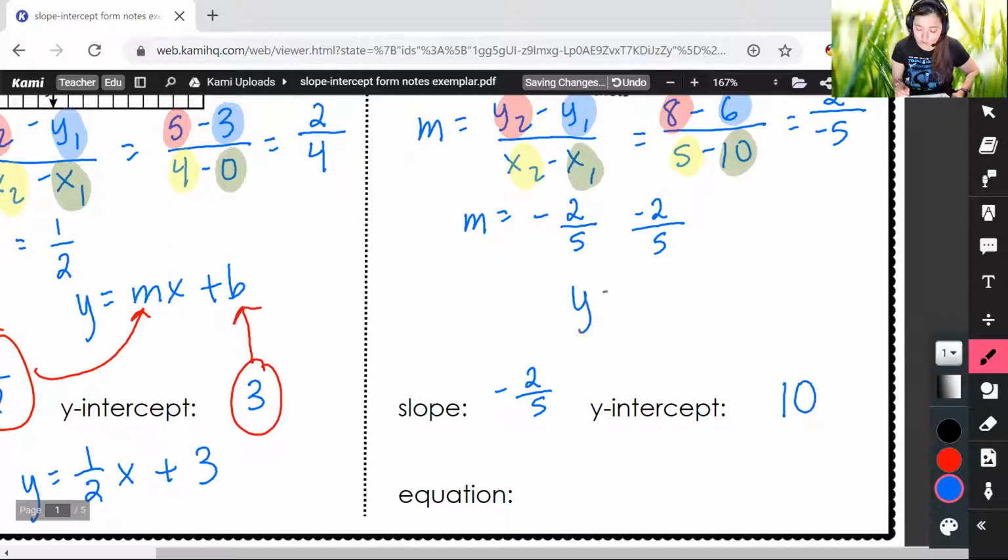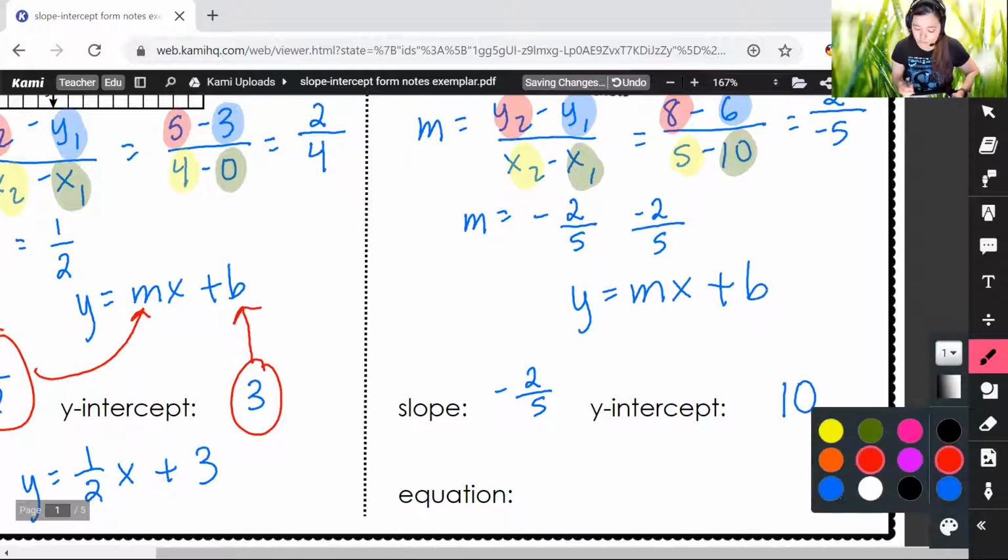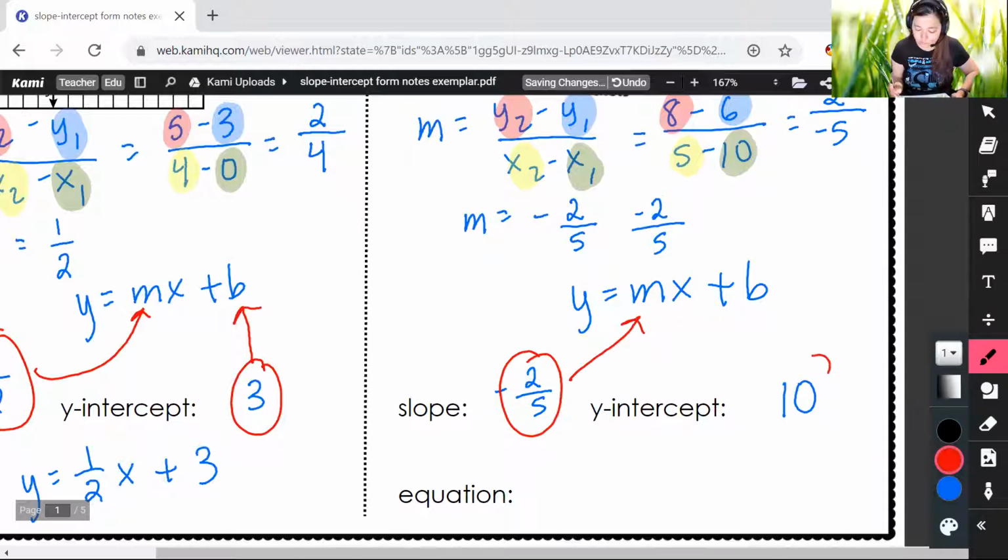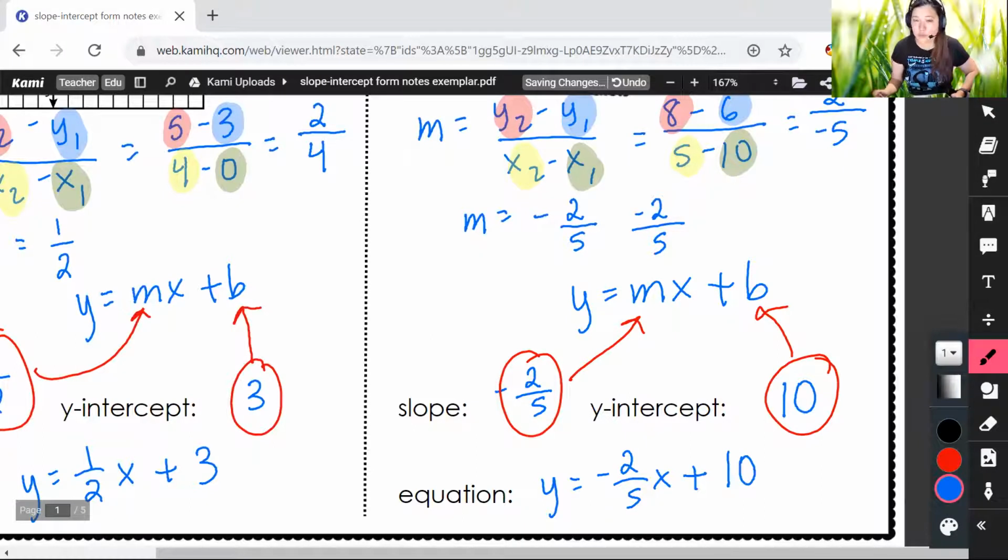So our equation, there's slope, there's the y-intercept. So our equation becomes y equals negative 2/5 x plus 10. Okay, and so like I said, this isn't too wildly different from what we've been doing. You just have to present your answer in a little bit of a different way.